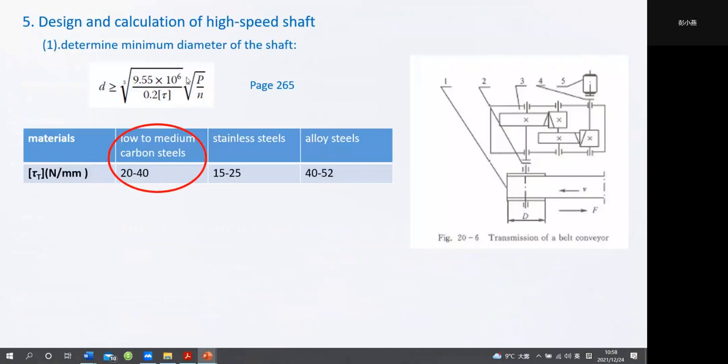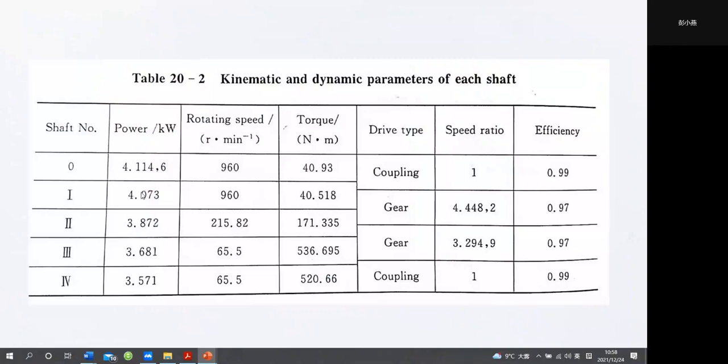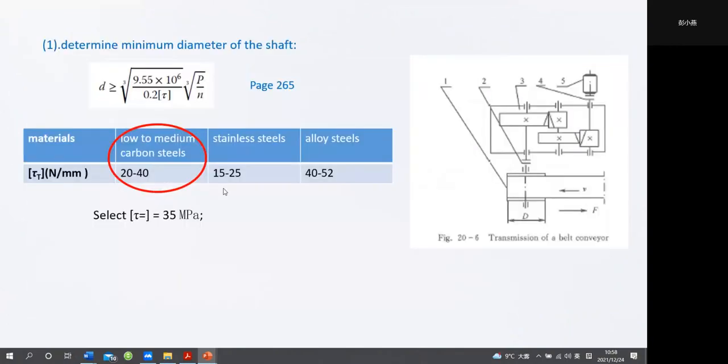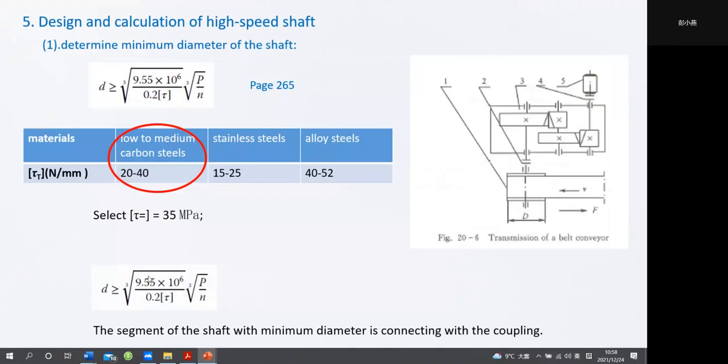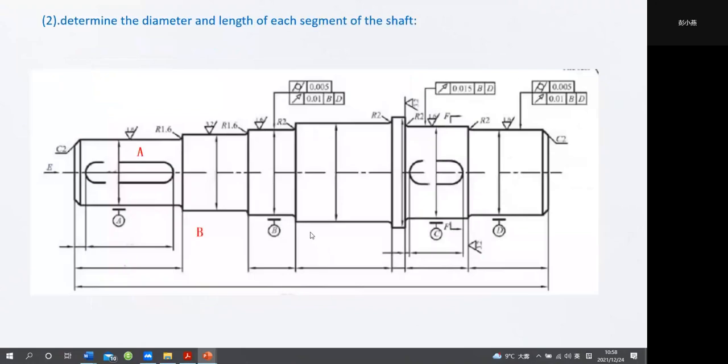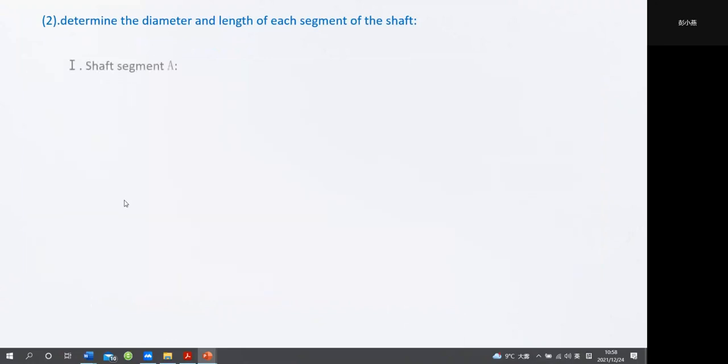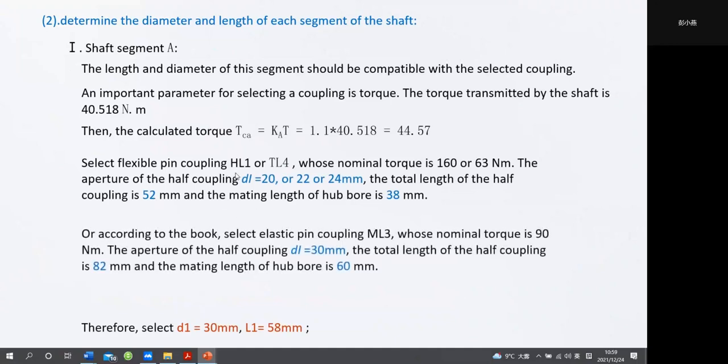You can find this formula in your textbook, and usually we choose low to medium carbon steels as shaft materials, and then we load the power and the speed, and then we can calculate the minimum diameter of the shaft. And according to the torque and the minimum diameter of the shaft, we choose the coupling type. You can choose a different coupling type from the PPT.